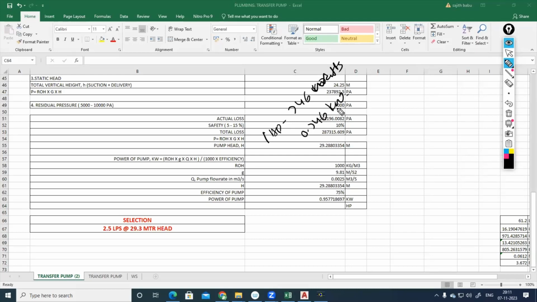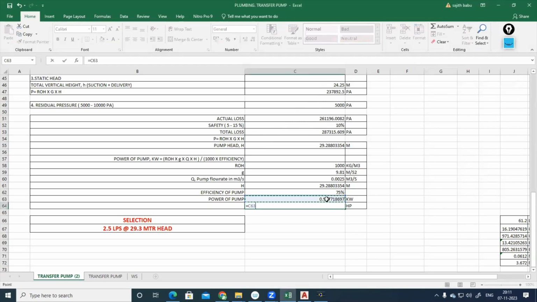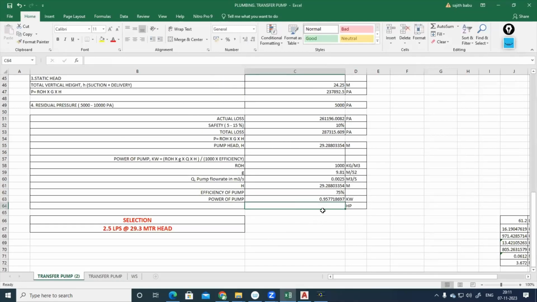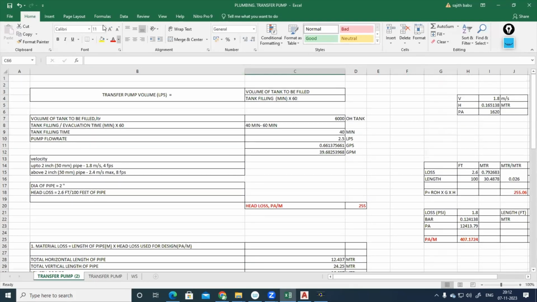Correct. So that's why this kilowatt divided by 0.746, we can convert that into horsepower. Kilowatt divided by 0.746, you can convert that into horsepower. So this is equal to this value divided by 0.746. So you're having a pump of 1.28 HP pump unit. 1.28 HP. Clear? This is the way we are calculating the hydraulic.